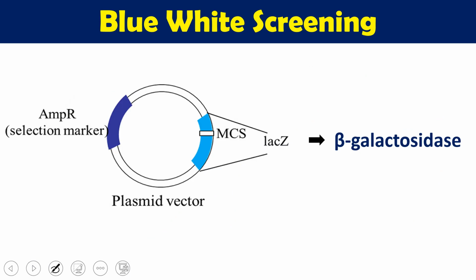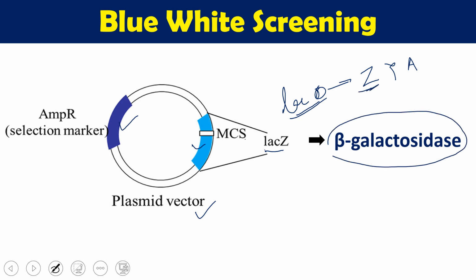In blue-white screening we have plasmid vectors. In this plasmid vector we require one of the antibiotic resistance genes, and we have the LacZ gene. This LacZ gene comes from the lac operon of the bacteria. In the lac operon, as you may know, we have the Z, Y, A genes. This Z gene is the only one we need, and it gives us the beta-galactosidase enzyme.